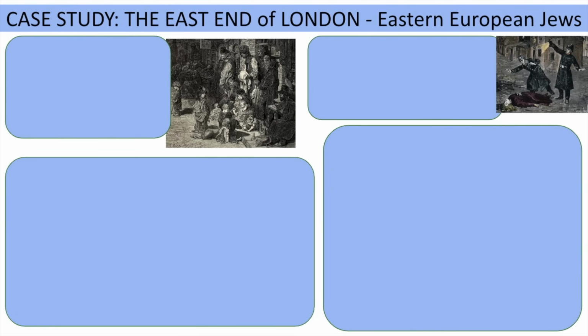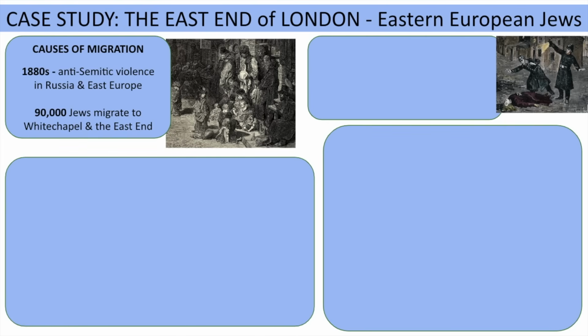So we're going to specifically look at our second case studies. There's two case studies in this period, Liverpool and the East End of London. This is largely recapping a lot of what I've just said, but specifically looking at the East End. We know the cause of migration is the anti-Semitic violence in Russia, and that leads to about 90,000 Jews migrating to Whitechapel and the East End.